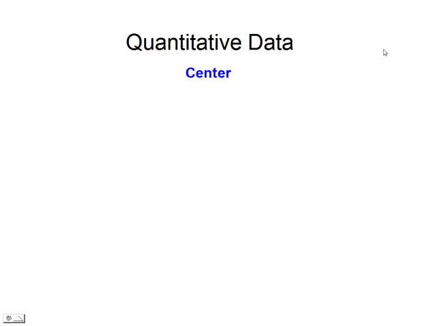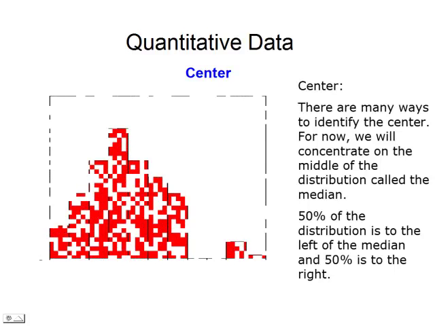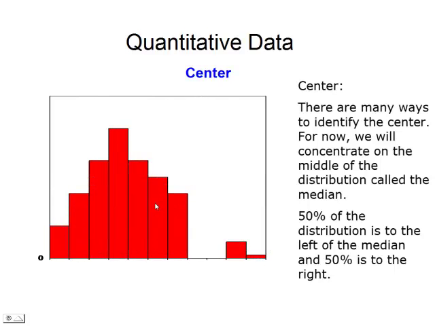Next, we're going to look at center. There are many ways to identify the center. For now, we'll just concentrate on the middle of the distribution, called the median. And the median is where 50% of the distribution is to the left of it and 50% is to the right. So in our distribution here of our histogram, it looks like our median would fall somewhere at this point. If you look at the area under the rectangles, about 50% of the area is to the left of this line and 50% is to the right of this line.